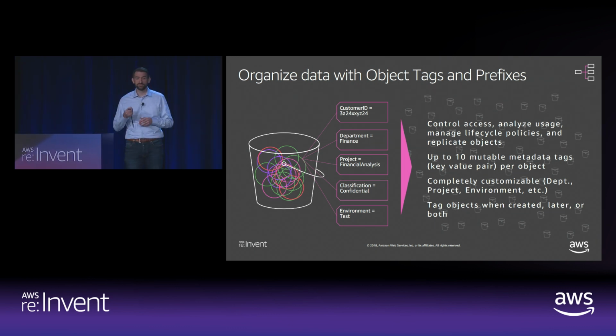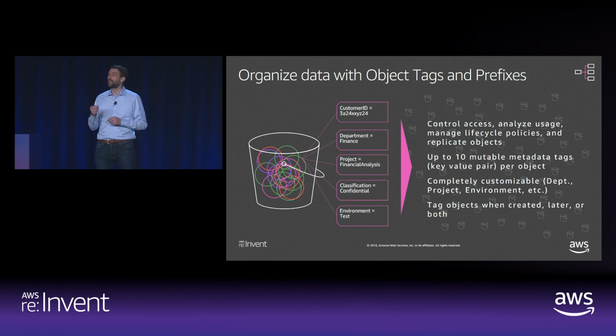So that's one example; there are tons of different examples. I'll show you later on how you can control access, analyze usage, manage your lifecycle policies on an object level, and really drive down your cost. So that's the second pillar: cost optimization based on organizing your data.